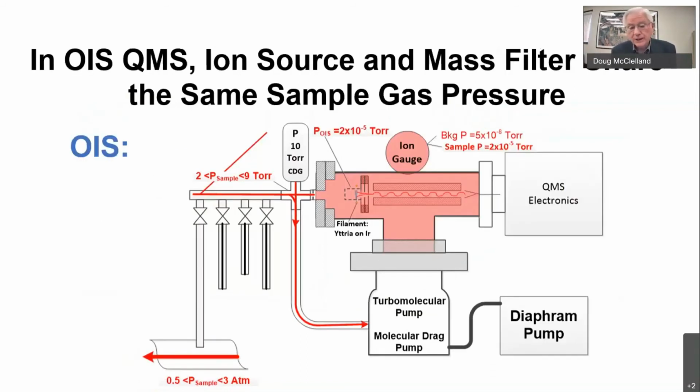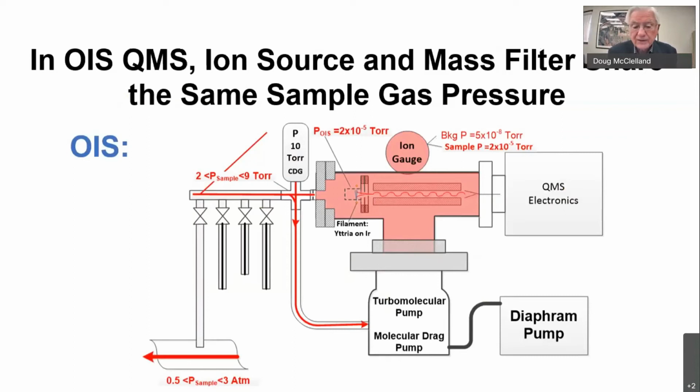This could also be done with the open ion source. The major difference is the same sampling system design, but from the molecular leak, it produces a pressure of 2 × 10⁻⁵. It's a lower pressure, but it fills the whole vacuum sampling system shown by this little red system.